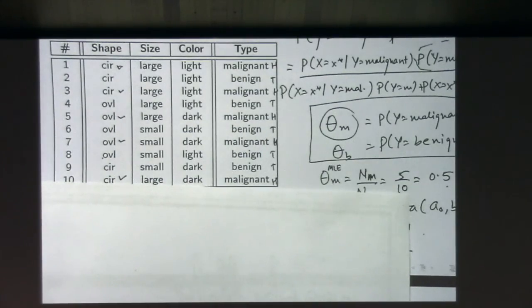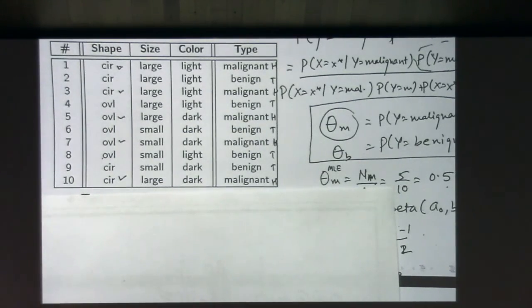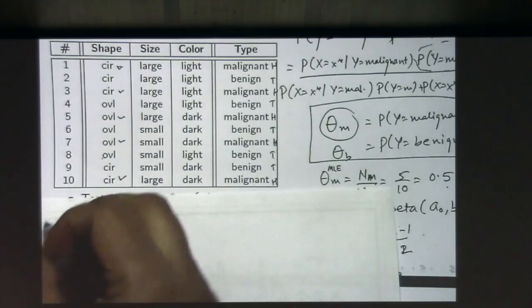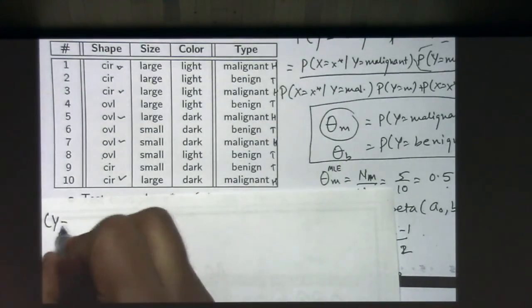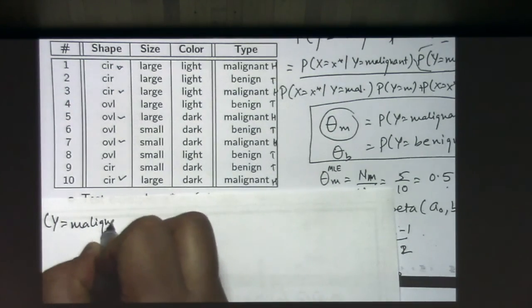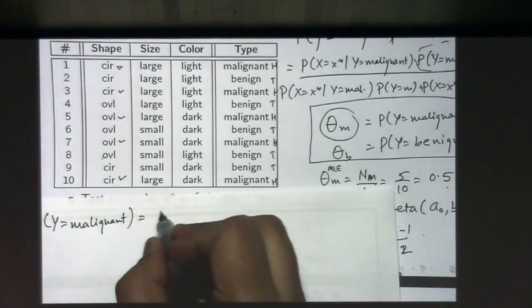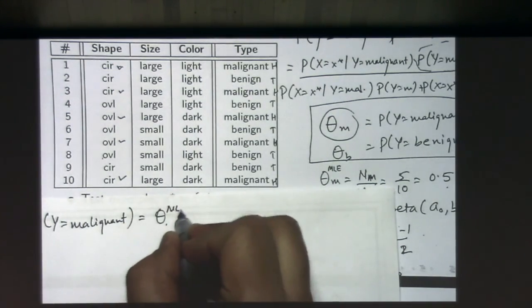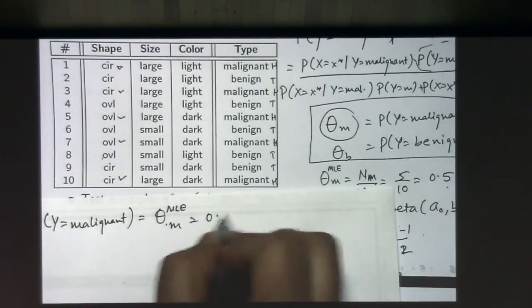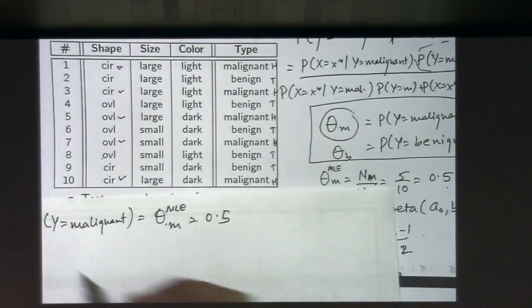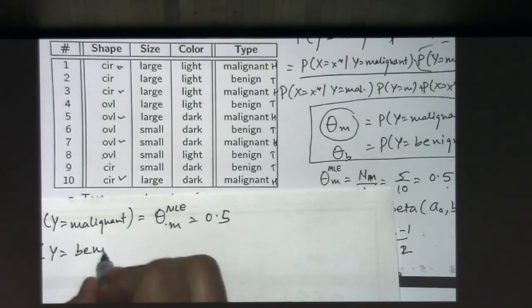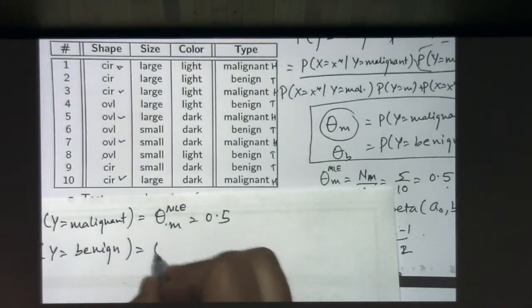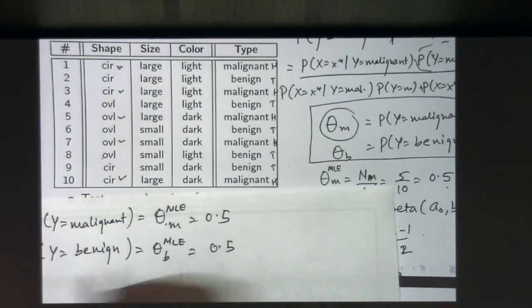All right, so let us write out all of our probabilities. We have already written a few of them. So what we have done is that the prior probability, which is the probability of Y to be malignant, is equal to theta MLE for M, which is 0.5, because we see 5 out of 10, right? And the same thing for the other one, which will be just 1 minus this, but I'll just write it anyway: benign is also 0.5.